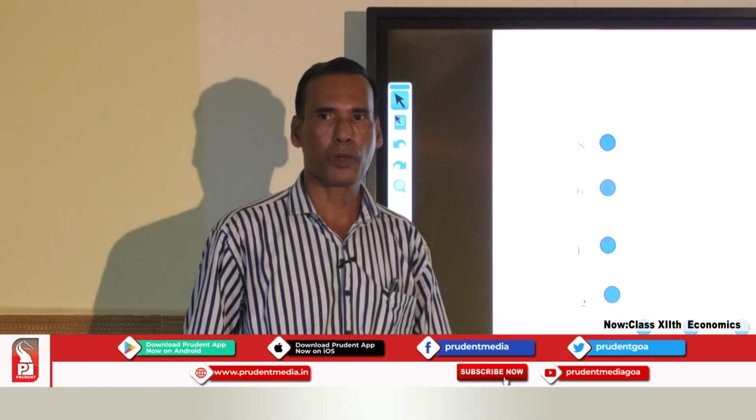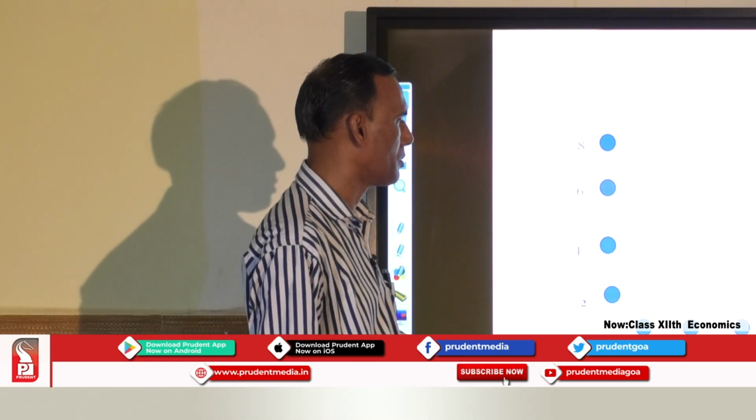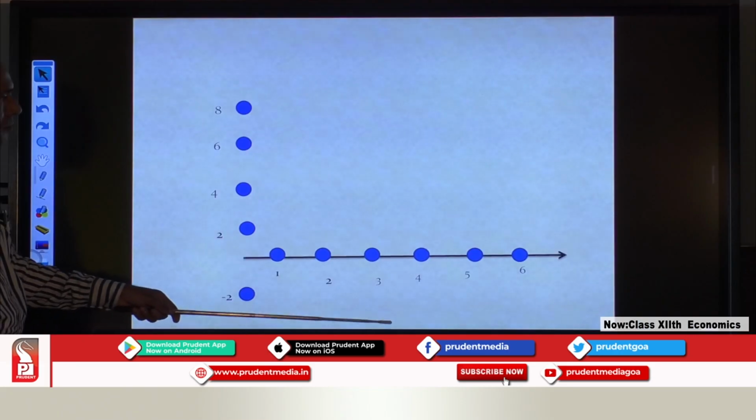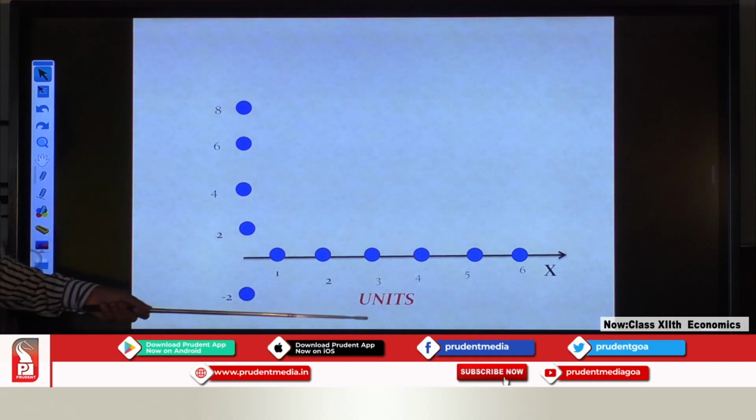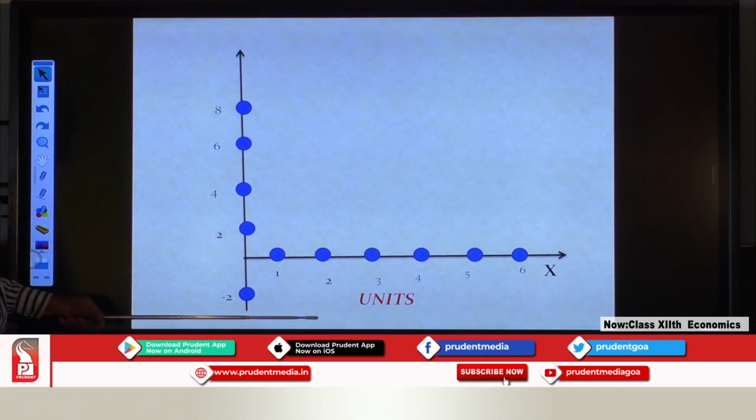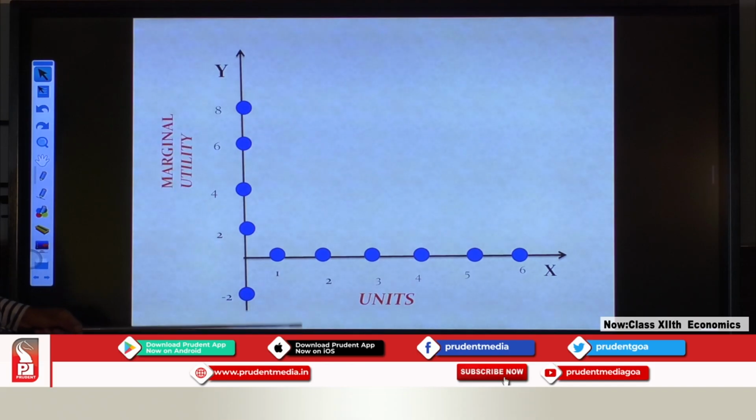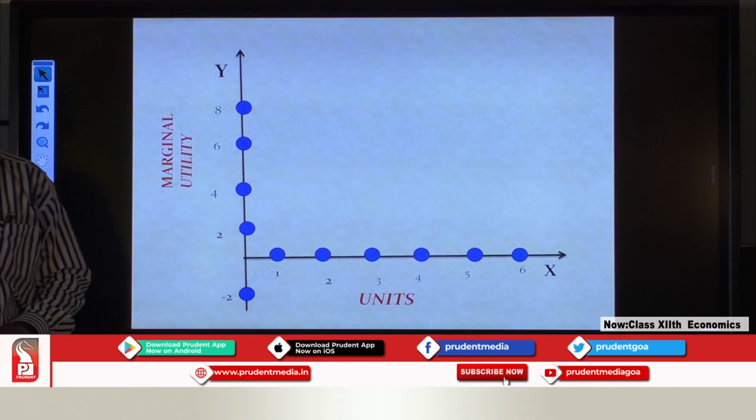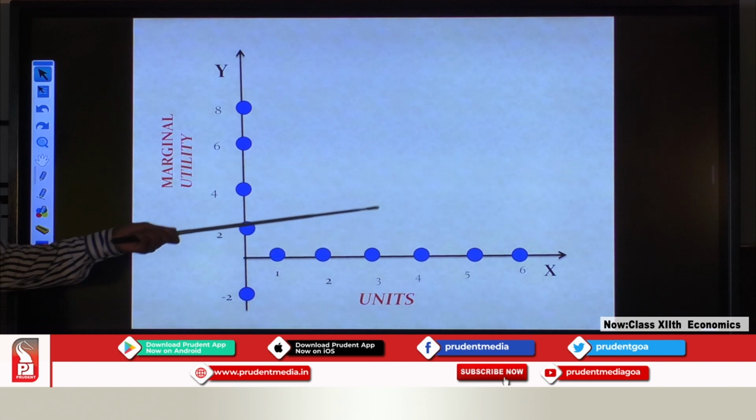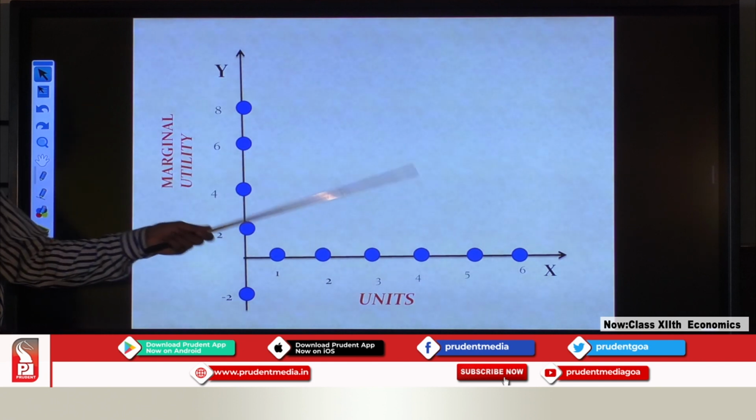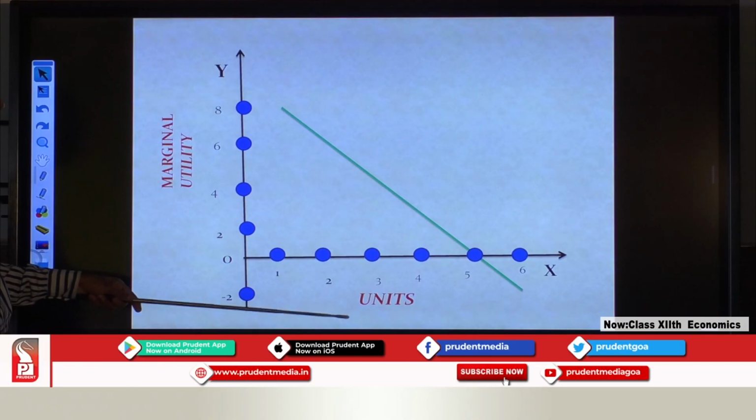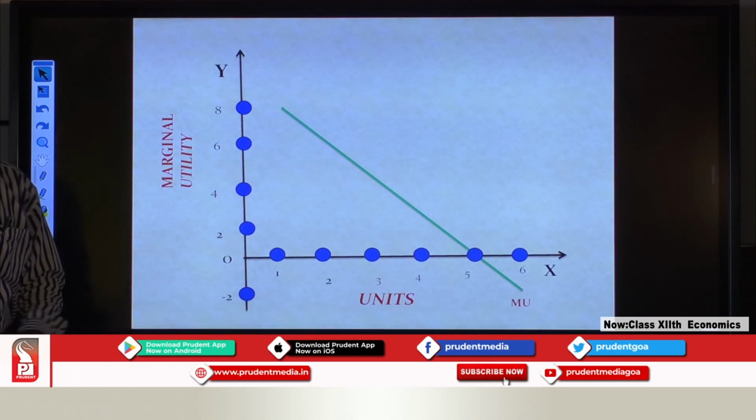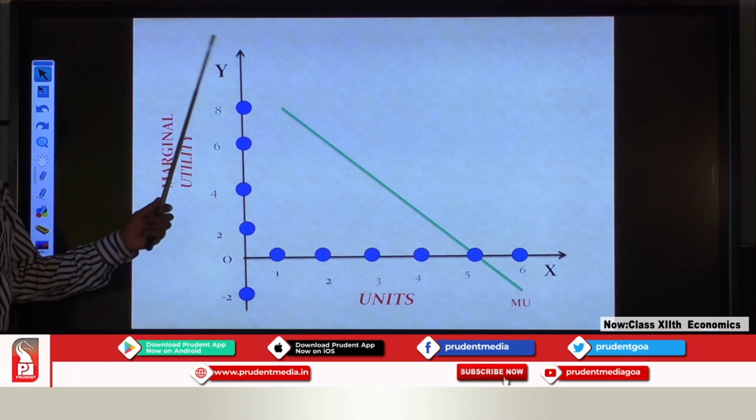So, let us see how to plot the marginal utility graph. On the x-axis, we measure units. On the y-axis, we measure utility. Now, since we are discussing marginal utility, I have written marginal utility over here. And this is the marginal utility curve that I get after plotting the values.